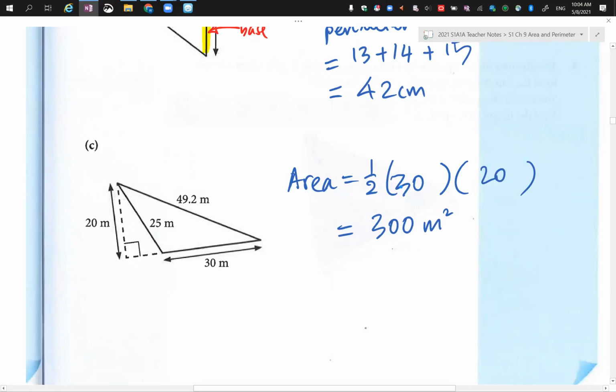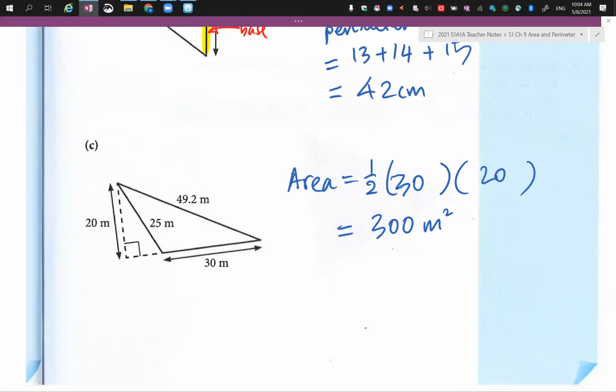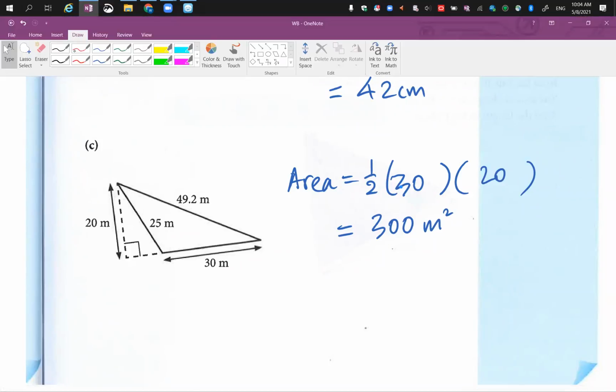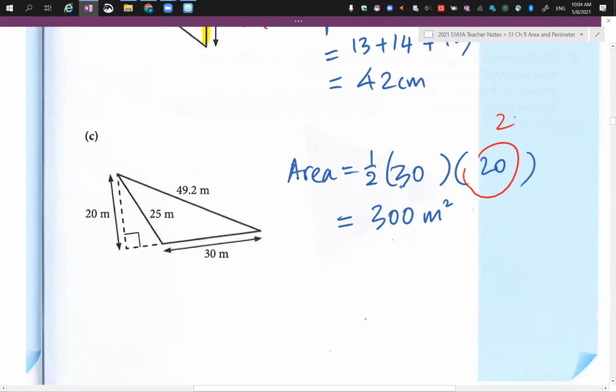Can I, instead of using 20, use 25? That means I change this one to become 25. Will it work? Oh yeah, it's a different answer, but why is 25 wrong? Yes, it doesn't make 90 degrees. It's not perpendicular to the base. These are the same things. Okay, so 25 is wrong because the 25 doesn't make 90 degrees with the base. So we cannot use 25.